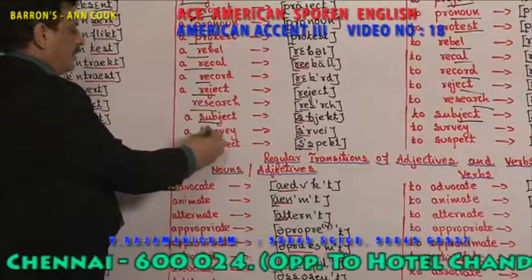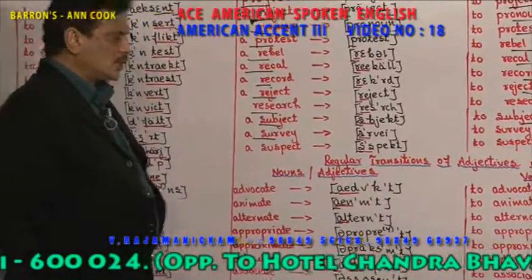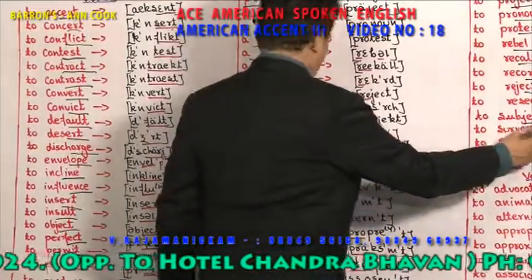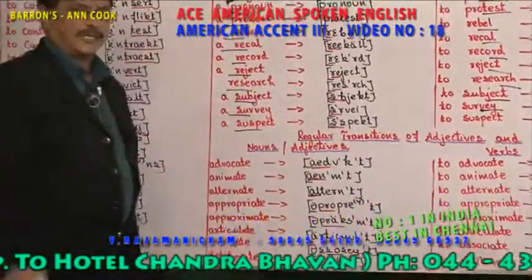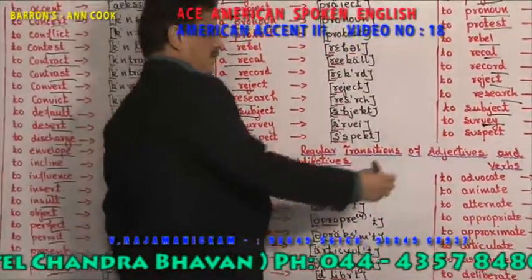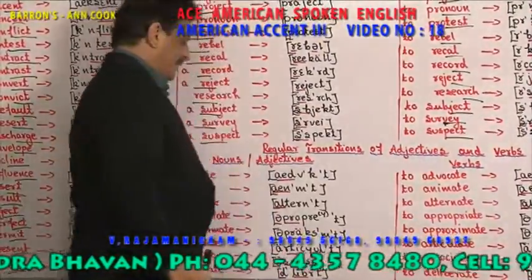Survey. You're stressing on survey. To survey, to collect data. A suspect. He is a suspect. To suspect means it is a verb. You're stressing on pect. Suspect.